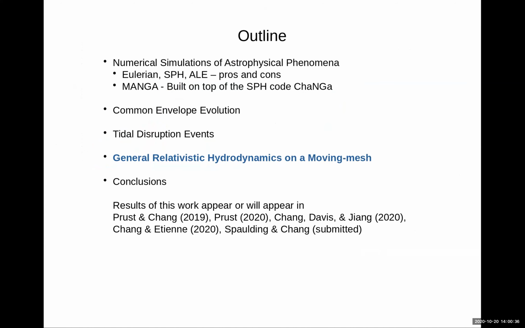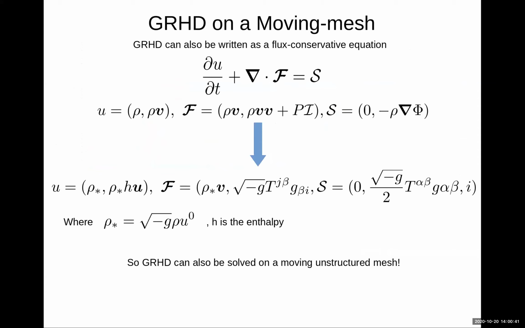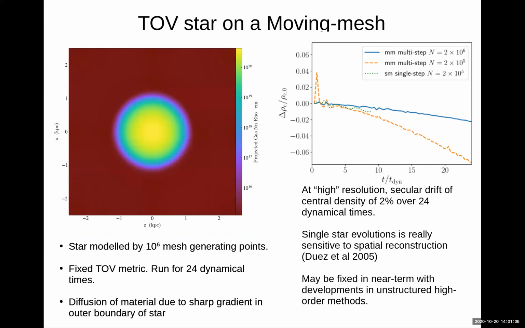All right. Last thing we'll talk about is general relativistic hydrodynamics on the moving mesh. As I talked about before, any equation that we've written as a flux conservative equation can be solved on the moving mesh. On the top, I have what it will look like for hydro, and on the bottom I wrote what it looks like for general relativistic hydro, right? So it looks almost the same, 'same' in quotes, and you could solve it using the same methodology as before. And this is basically what we have done.